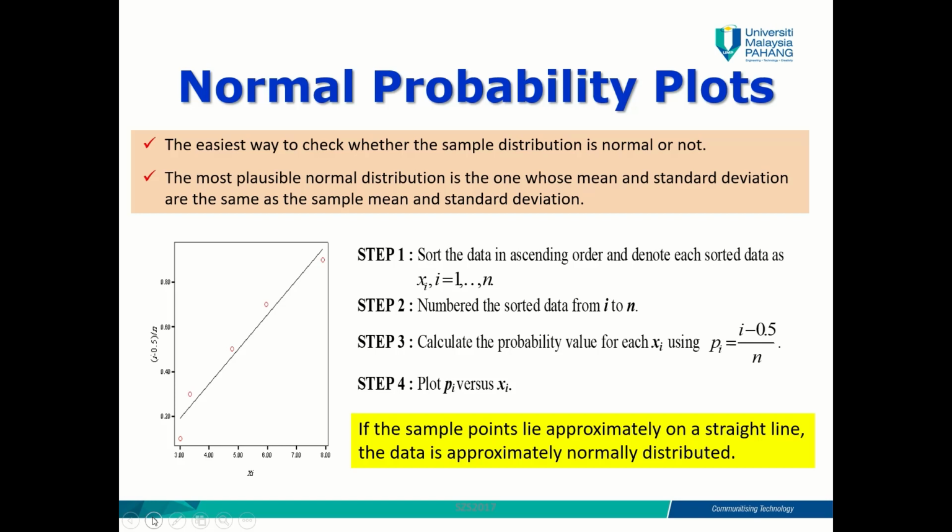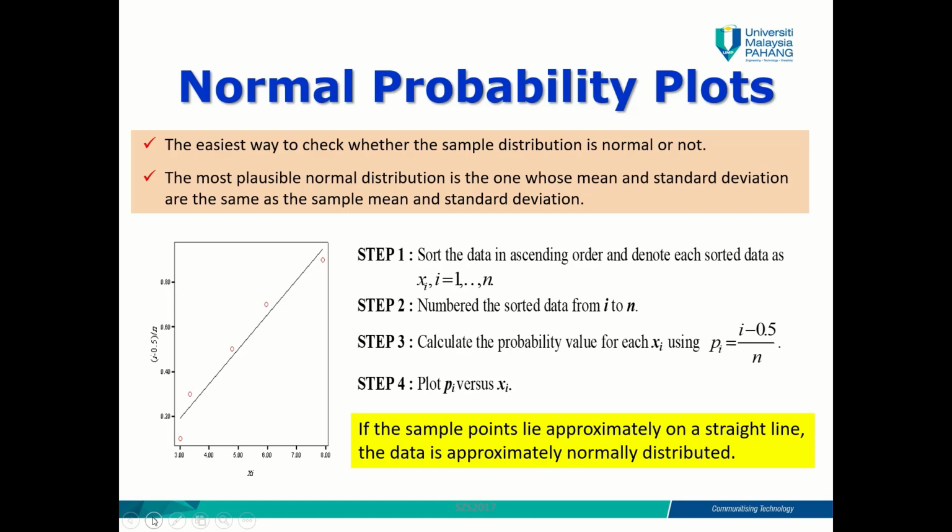First step, you need to sort the data in ascending order and denote each sorted data as xi, where i equals 1 until n. n is the number of samples, meaning how many samples you have. Step number 2, enumerate the sorted data from i to n.